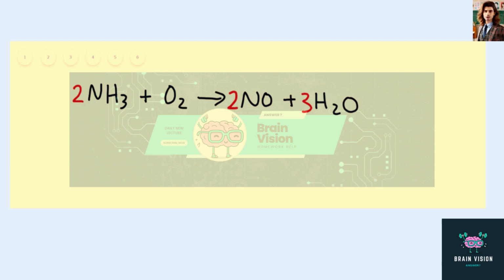At this point, we total up the oxygen on the right-hand side. We have 2 oxygen and 3, which is 5. It will be necessary to balance the reaction by adding 5/2 in front of our oxygen.